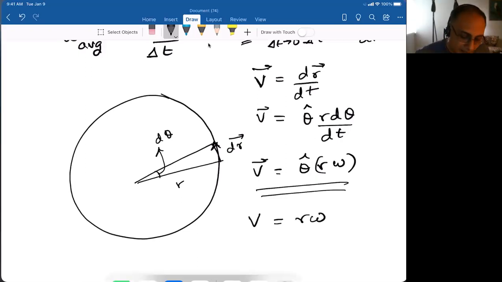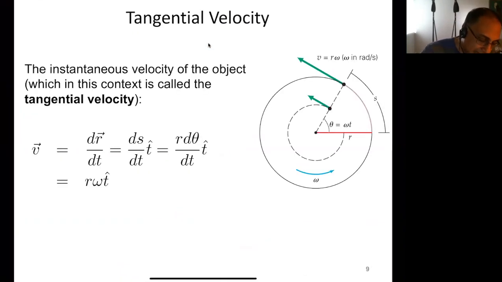Okay, so we found the velocity vector, and I did that over here. I'm just calling this t hat as theta hat. I just renamed it. T hat is really not very common. It's usually called theta hat, but it doesn't matter what you call it. We are not going to use the tangential unit vector anymore after this. So the velocity is in the tangential direction, so it's theta hat, and its magnitude is r times omega.